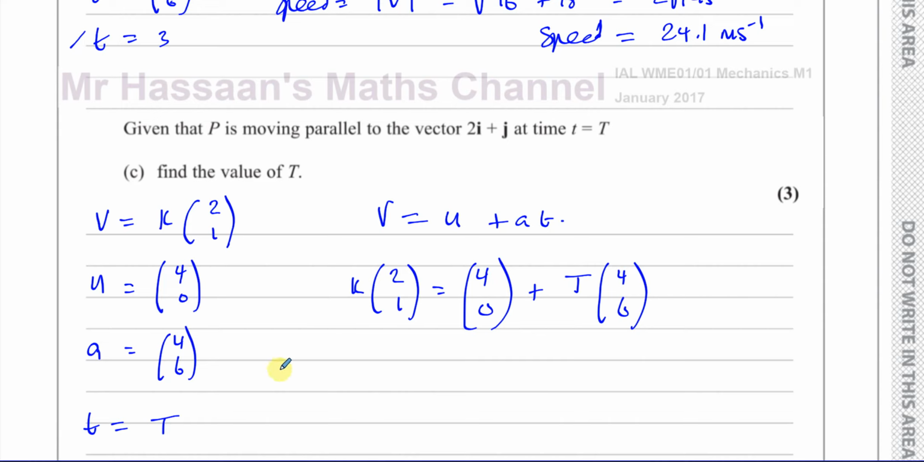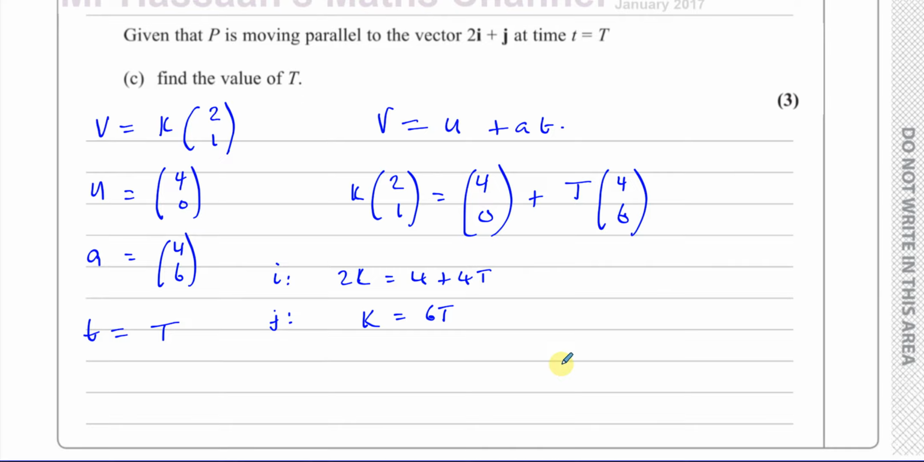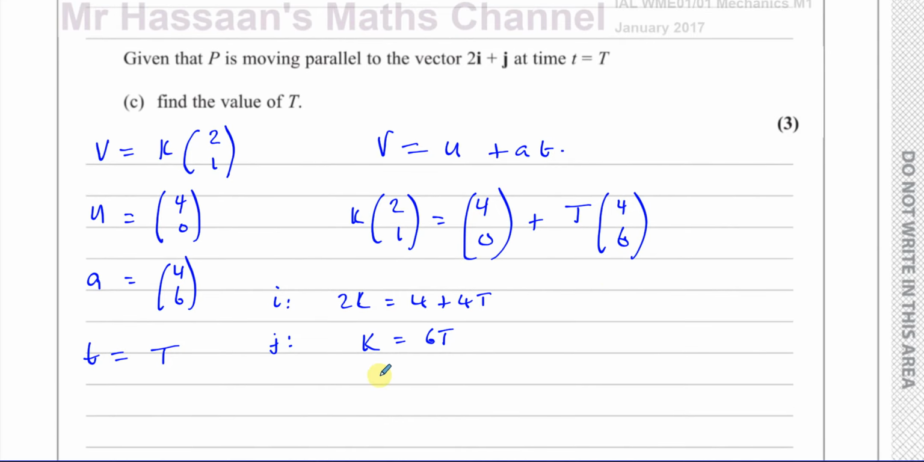So from here, I can set up a pair of equations. I can look at the i components, and I can set up the equation 2k equals 4 plus 4T. And I can look at the j components, and I can set up the equation k equals 0 plus 6T. So this is 6T, so k equals 6 times T. So I can solve these equations simultaneously to find what T is. I can replace this k here with 6T. So I can say 2 times 6T is equal to 4 plus 4T. That's 12T is equal to 4 plus 4T.